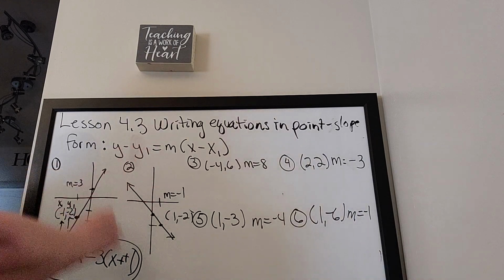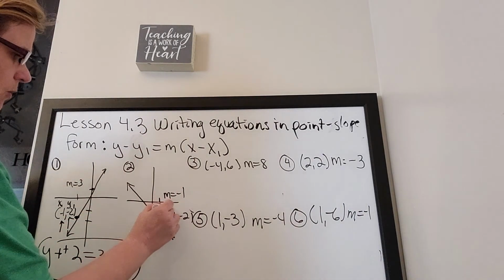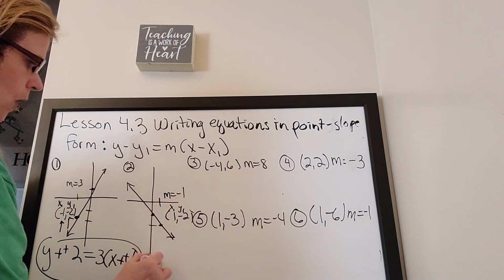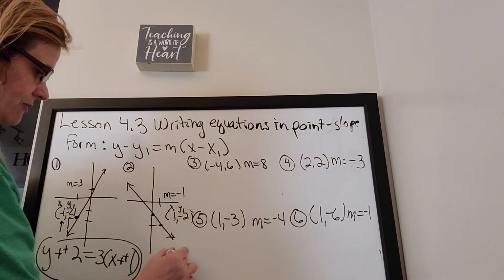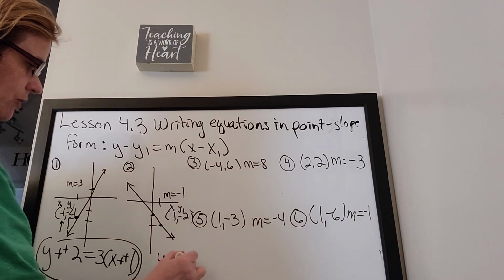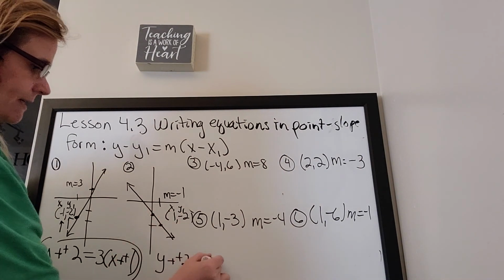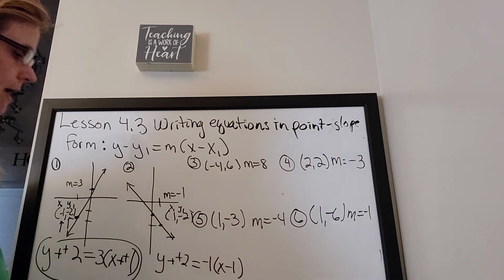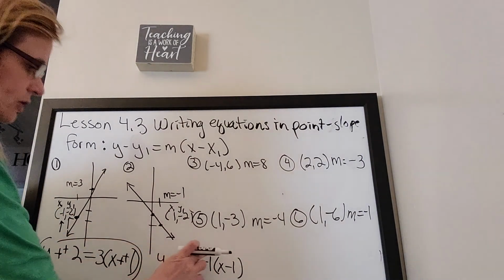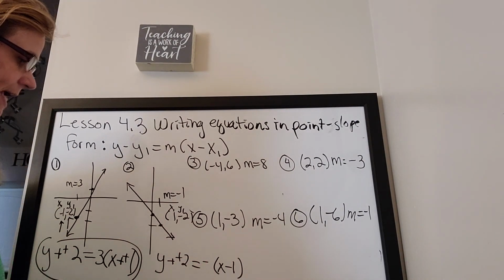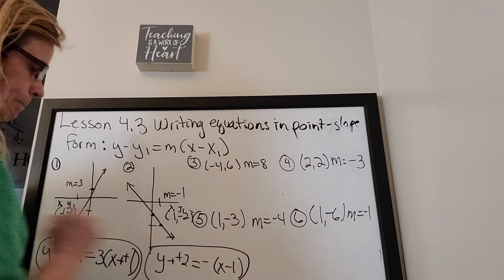So let's do this graph here. So this is our x1, this is our y1. Y minus -2, so that's plus 2, equals m is -1 times x minus 1. Because that's a 1, you could just have it be negative x minus 1.